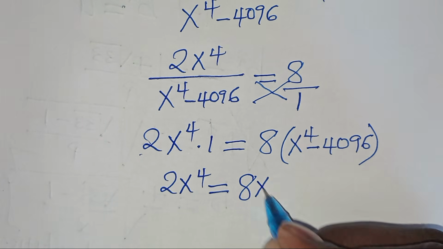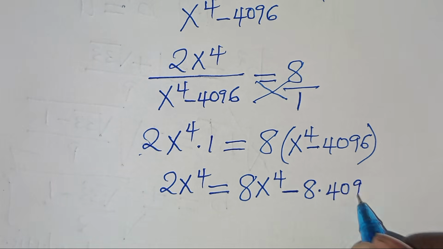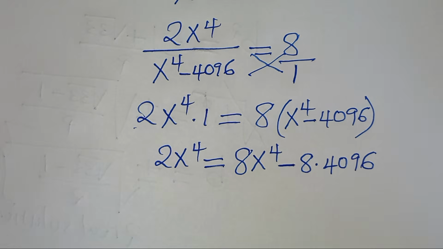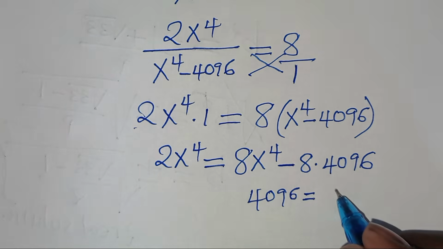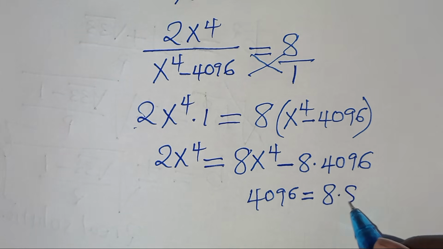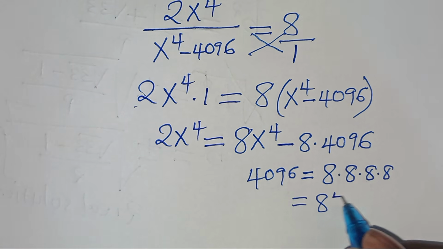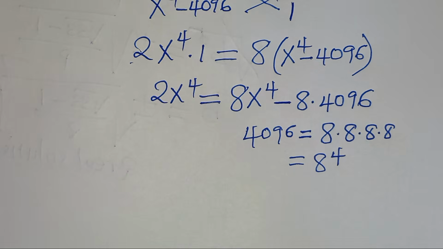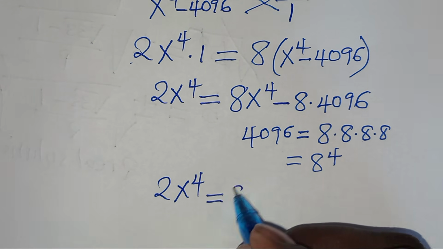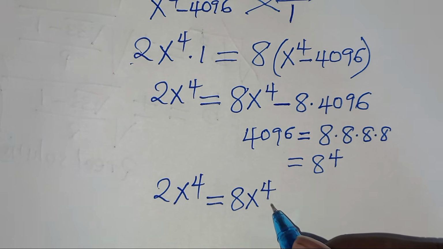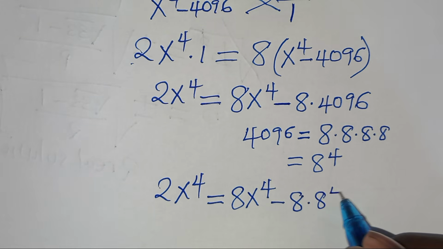We have 8 x to the power of 4. Subtract 8 multiplied by 4096. And this is to mean that 4096, this is the same thing as 8 times 8 multiplied by 8 multiplied by 8. So this is the same thing as 8 to the power of 4. So now we have 2x to the power of 4. This is equal to 8 x to the power of 4 minus 8 multiplied by 8 to the power of 4.